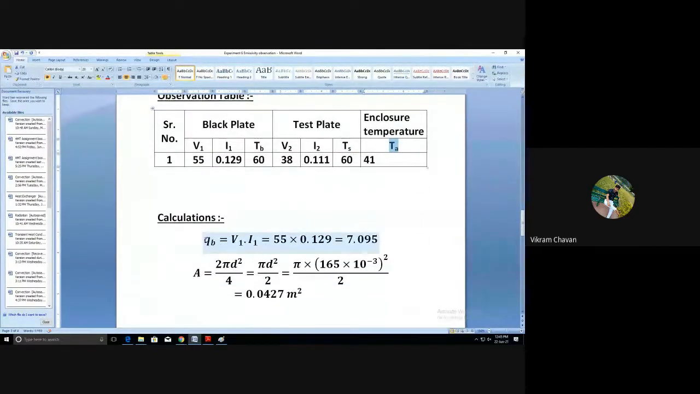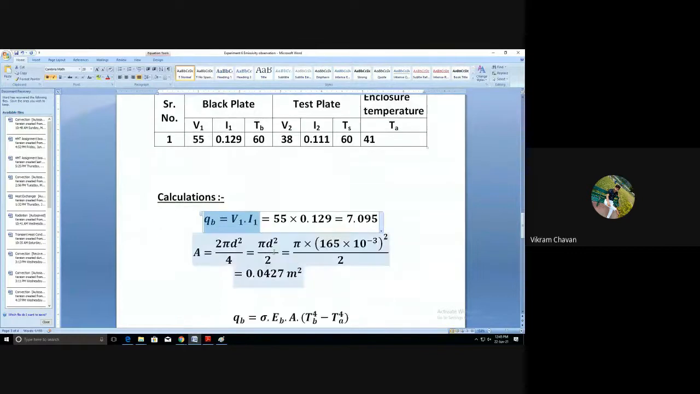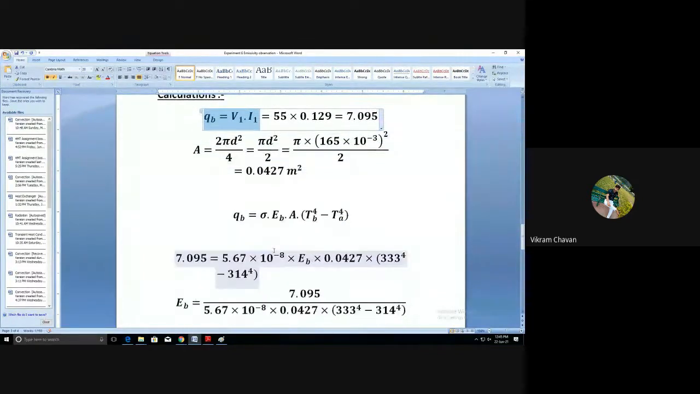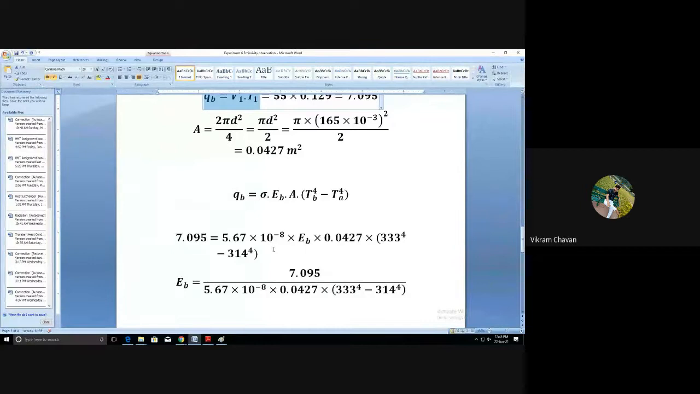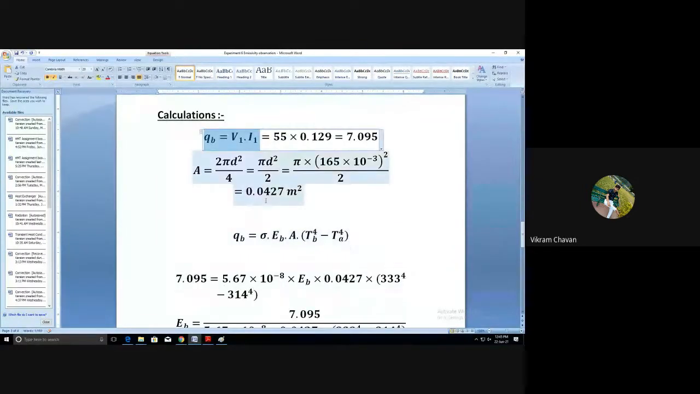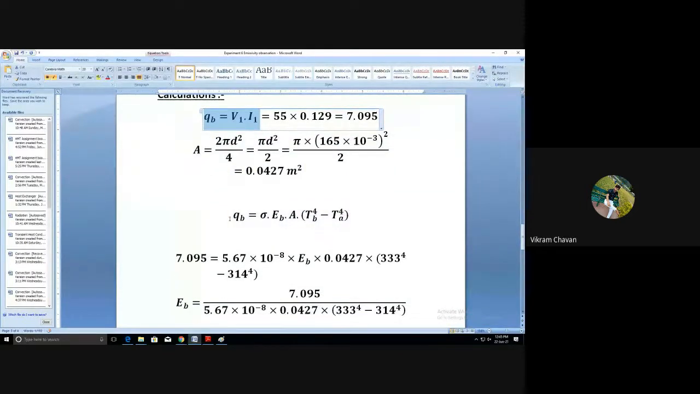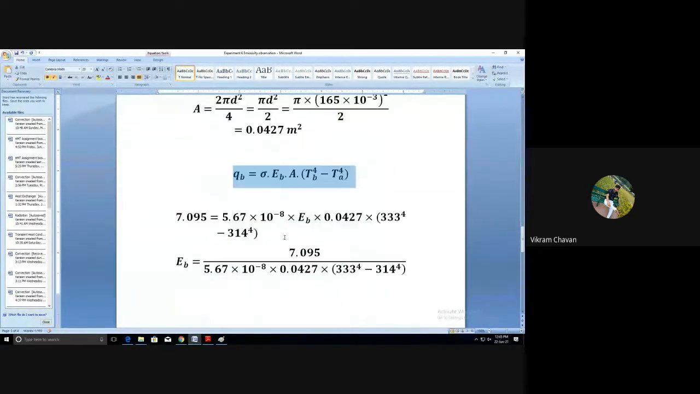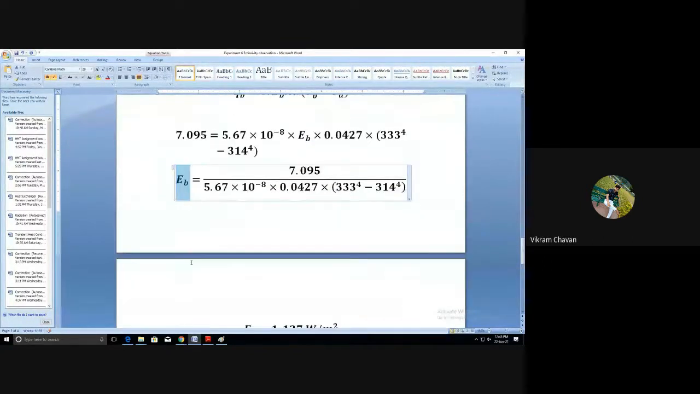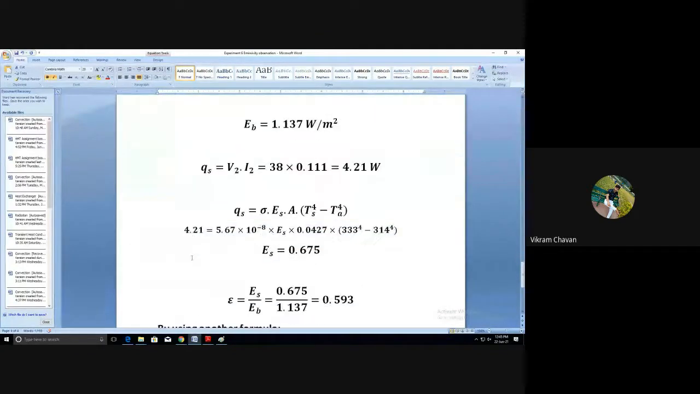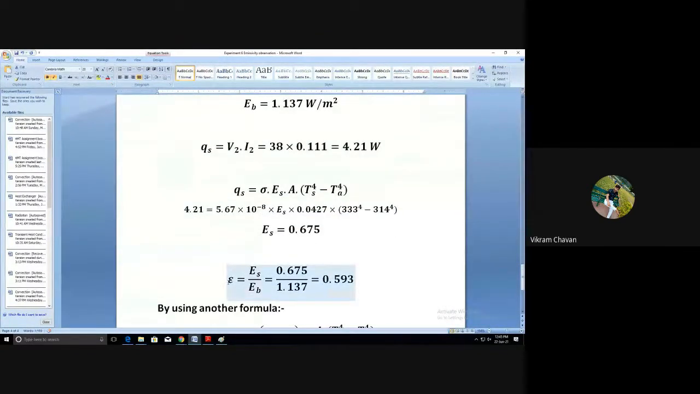And you have to define in the program that Q1 or QB is equal to V1 multiplied by I1. Then QS is equal to V2 multiplied by I2. Then after calculating QB and QS, you have to define this particular formula, or you can directly define the formula for the emissive power of a black body, the formula for the emissive power of a gray body, and finally the formula for emissivity.